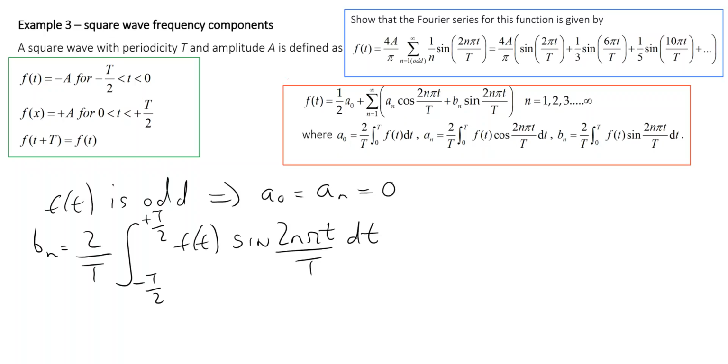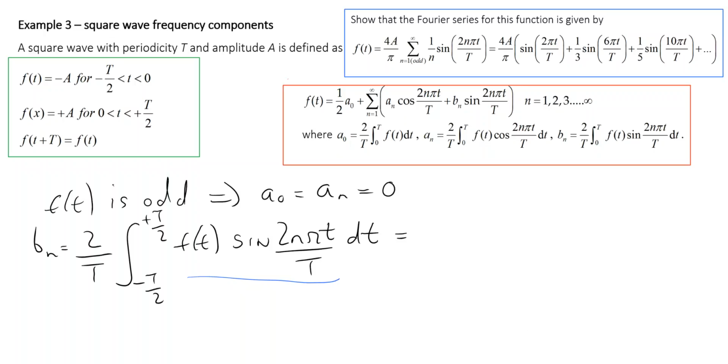Now, because f of t is an odd function, and because the sine function is also odd, the function that we're integrating has an overall even symmetry. So we can rewrite the integral. Instead of the limits minus T over 2 to plus T over 2, we can simply go between 0 and T over 2. To cope with that, we also have to put an extra factor of 2 into the integral.